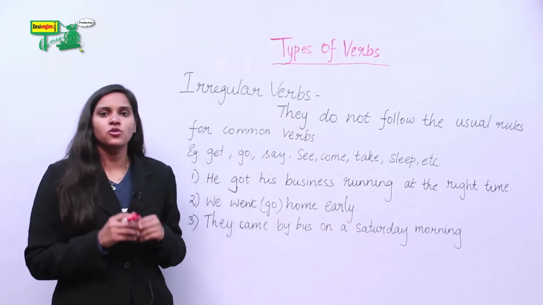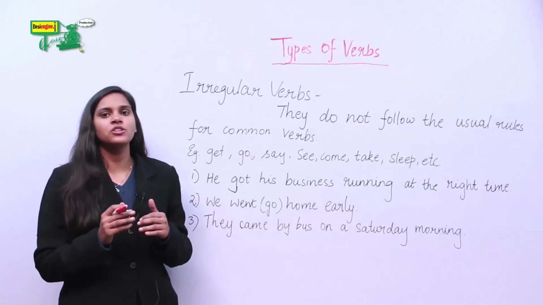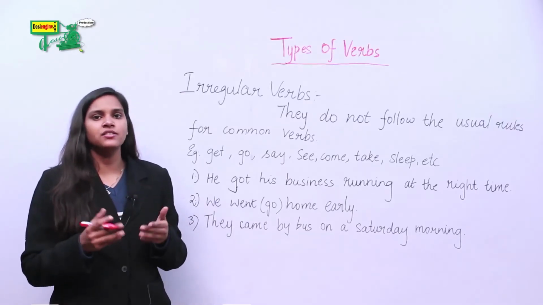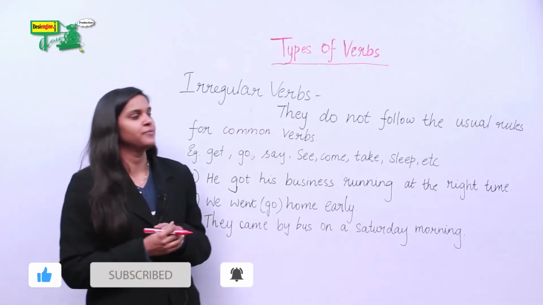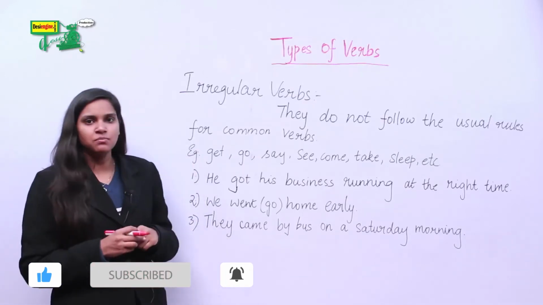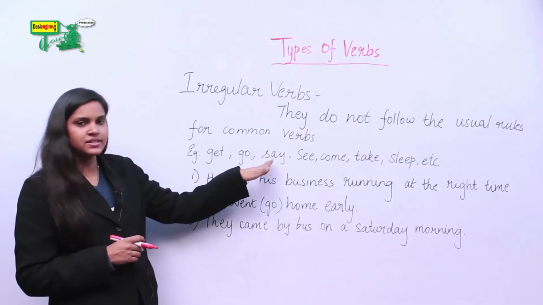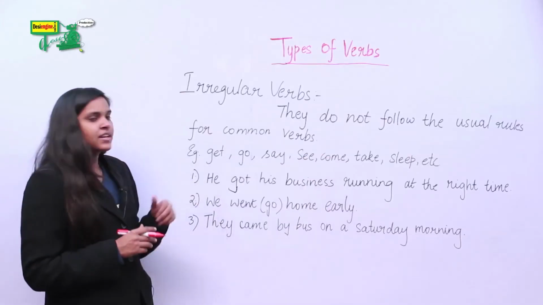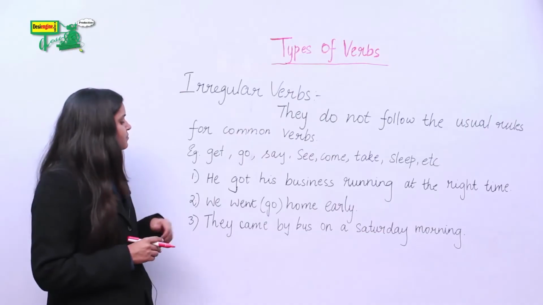Irregular verbs do not follow the usual rules of common verbs. That is, they do not end in ed, t or et like the common verbs. That is the weak verb that we learned previously. Some of the examples of irregular verbs are get, go, say, see and etc. Let's take few sentences and look at the irregular verbs.